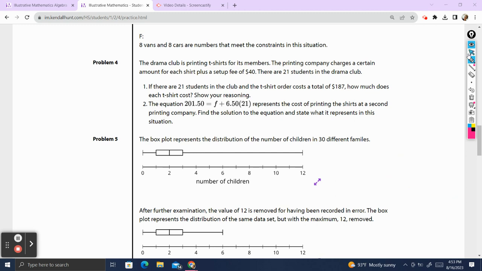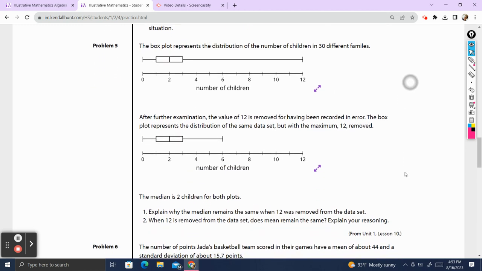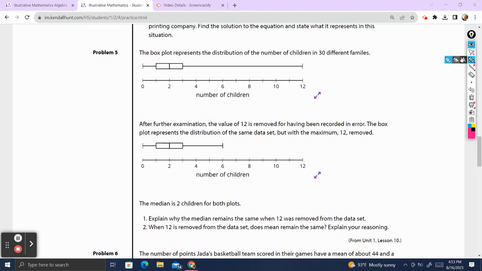Problem 5. The box plot represents the distribution of the numbers of children in 30 different families. After further examination, the value of 12 is removed for having been recorded in error. The box plot represents the distribution of the same data set but with the maximum 12 removed. The median is 2 children for both plots, and I can see that on my box plots like that. Explain why the median remains the same when 12 is removed from the data set.